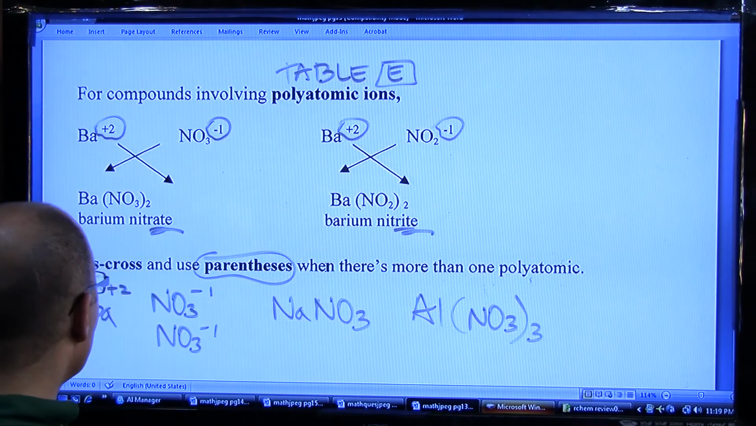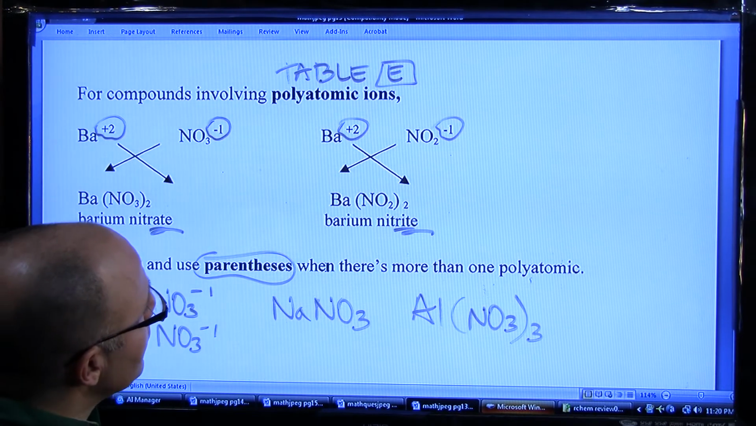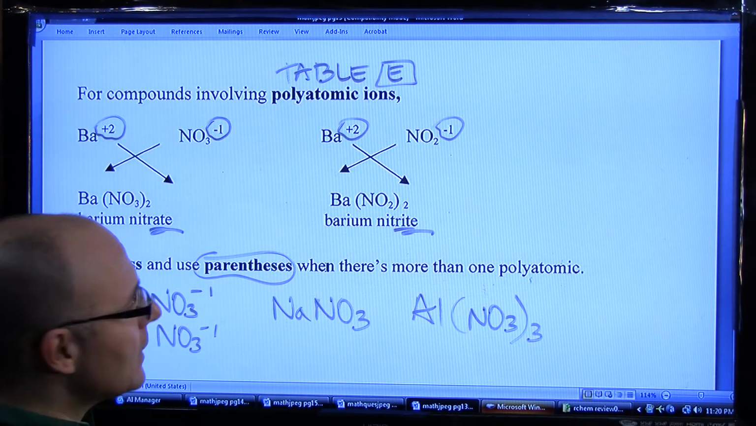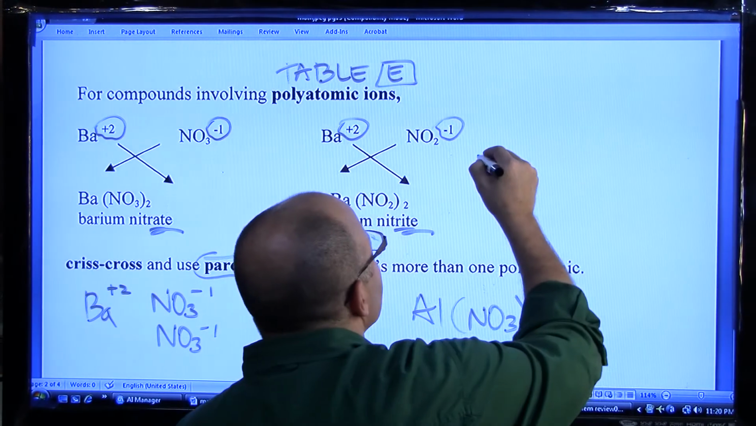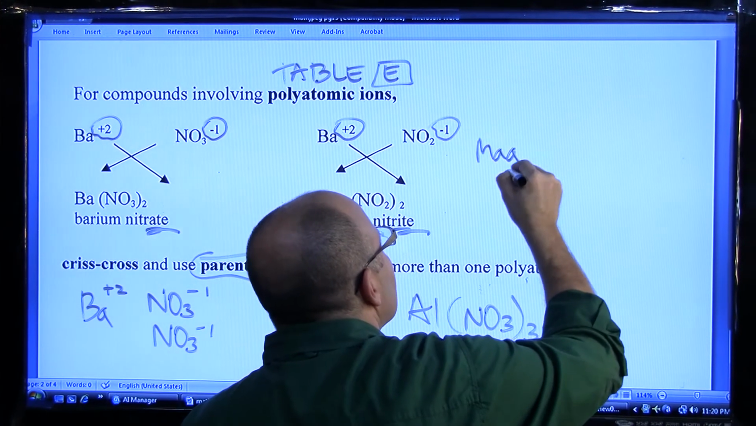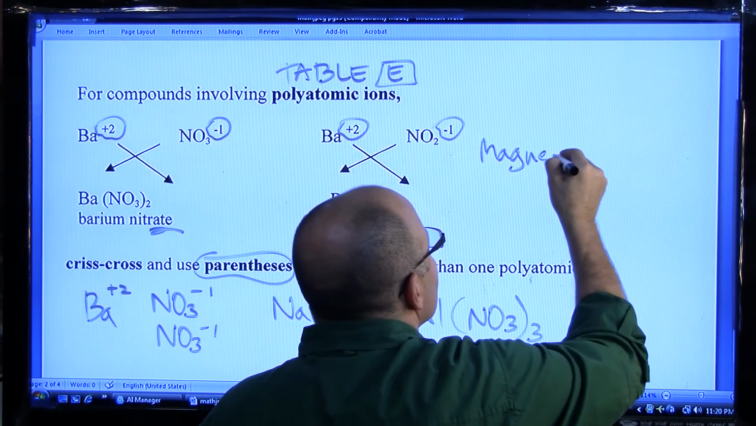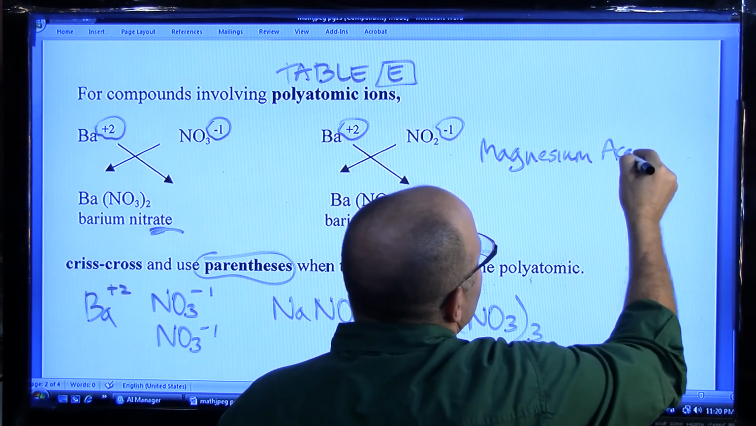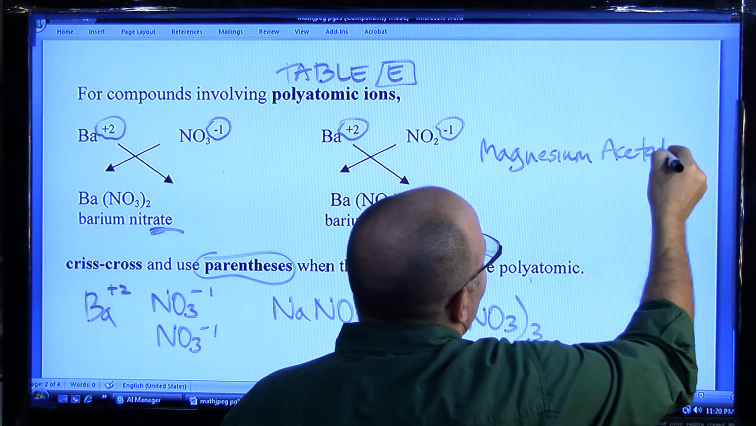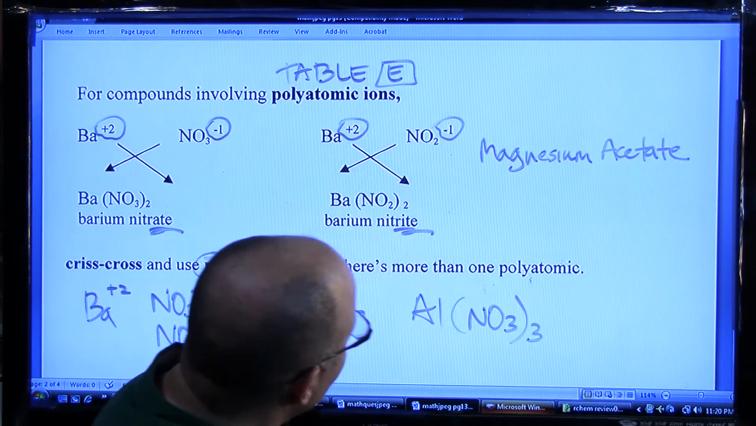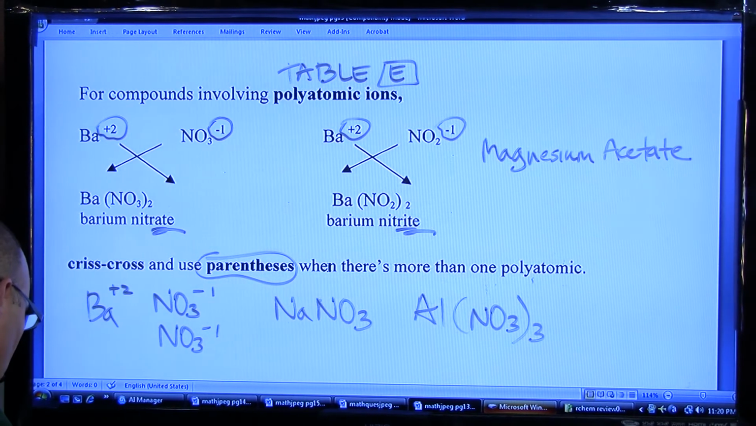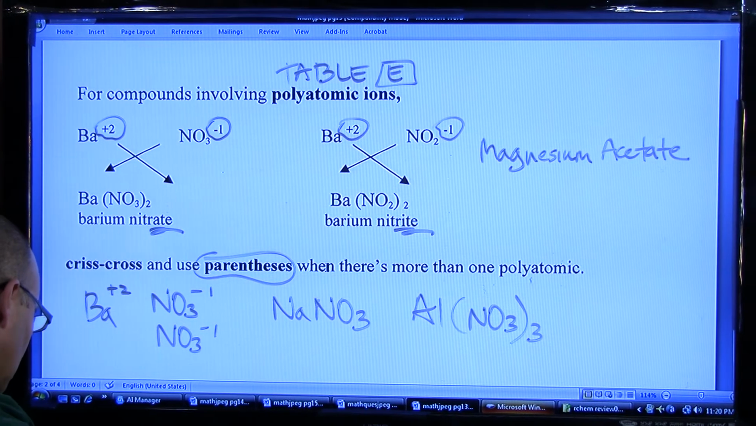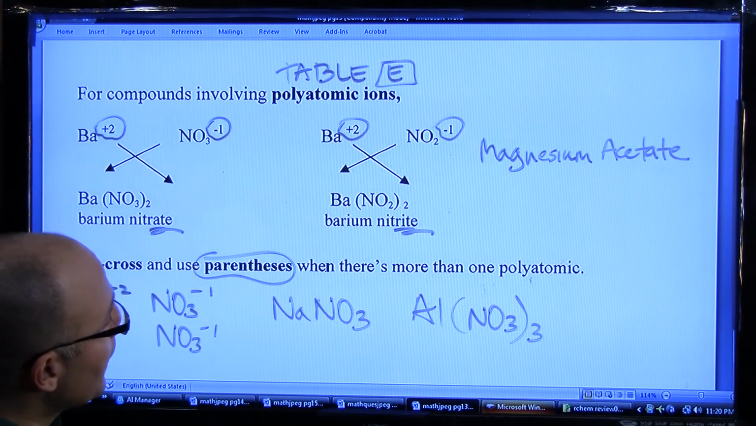Why don't we try doing one together now? I'll give you a chance. How about you do magnesium acetate? Magnesium acetate. Let me get a better marker while you work on that. Magnesium acetate. Hopefully this one is better.